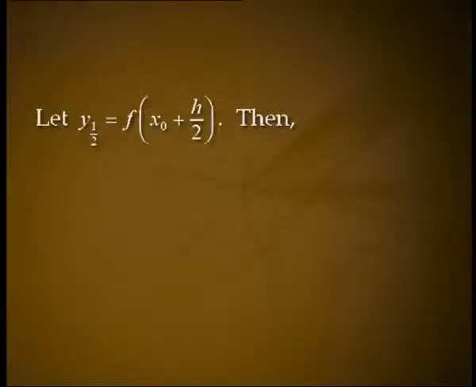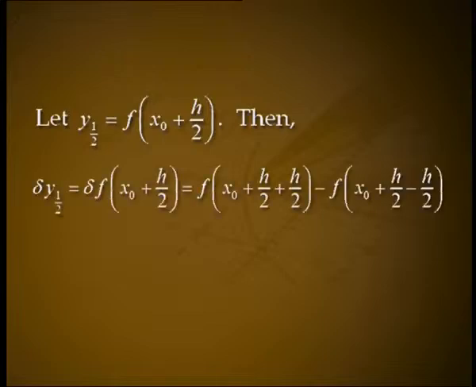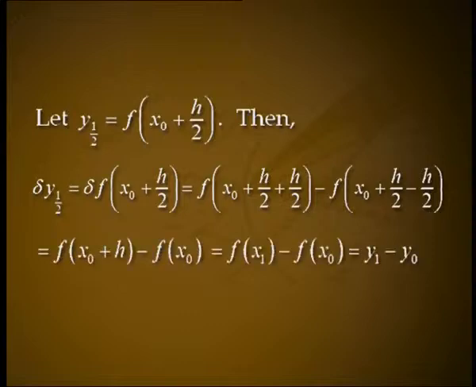Let y 1 by 2 equal to f of x0 plus h by 2, then delta y 1 by 2 equal to delta f of x0 plus h by 2, that is f of x0 plus h by 2 plus h by 2 minus f of x0 plus h by 2 minus h by 2. That is equal to f of x0 plus h minus f of x0. That is f of x1 minus f of x0, that is y1 minus y0. This implies delta y 1 by 2 equal to delta y0.